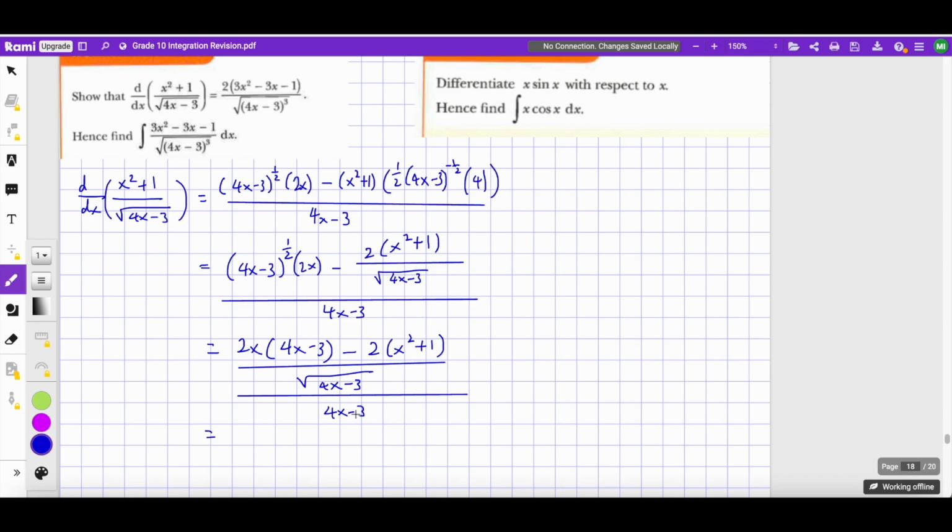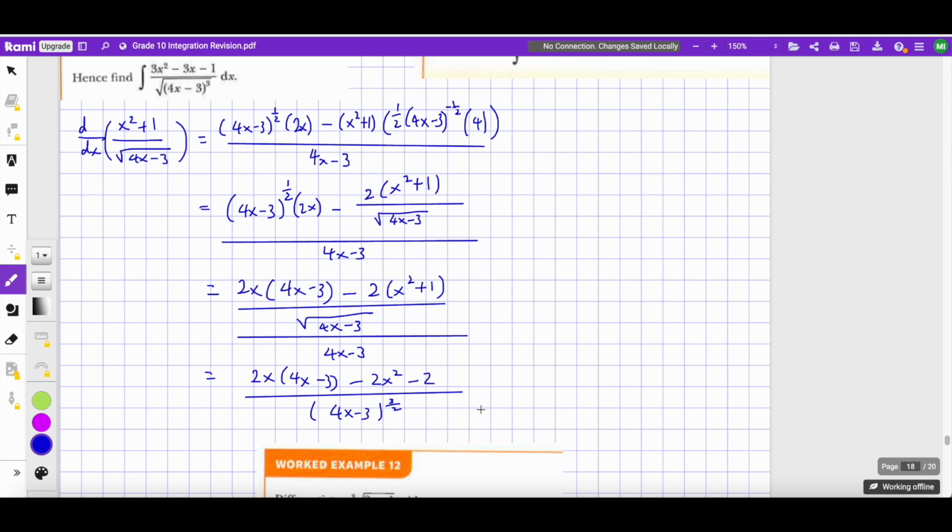So we will multiply 4x minus 3 with root of 4x minus 3. So what we'll have is 2x bracket 4x minus 3 minus 2x squared minus 2, whole thing over 4x minus 3, 1 plus half, so 3 over 2. That would be your new power. All right, maybe we'll work from here a bit. Okay, we're going to join them all together.